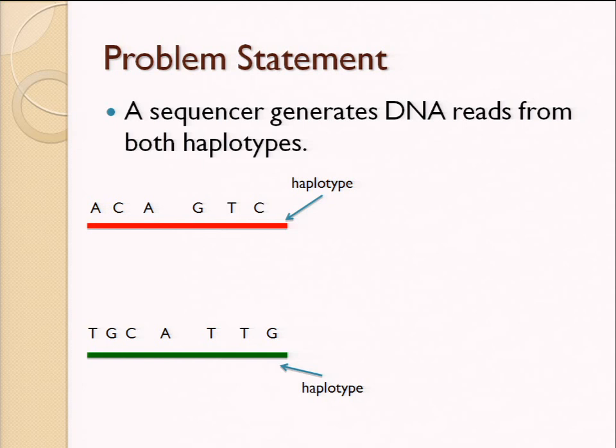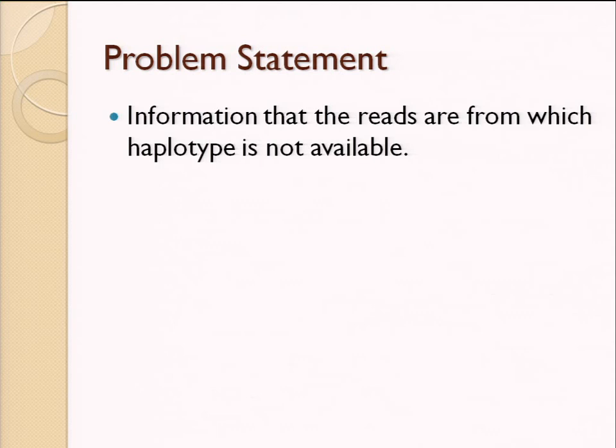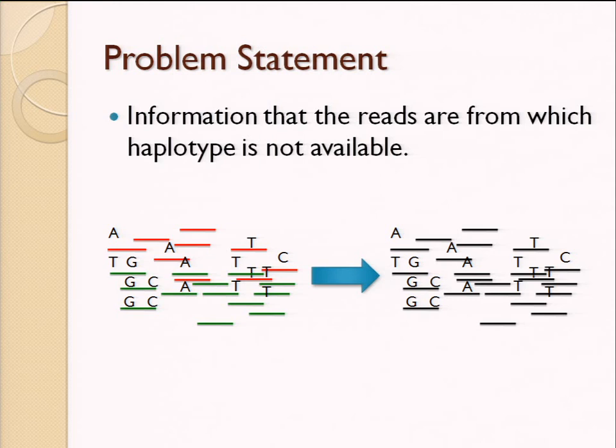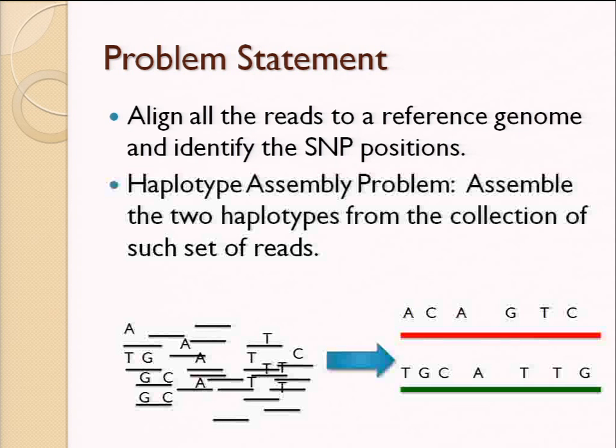In this problem, we have a pair of haplotypes, and these are alleles containing the DNA reads on both haplotypes. The information that we read comes from a haplotype. That allows us to align the read to the reference genome and identify the position. Once we have all these things, the problem then specifies the collection of such a set of reads.